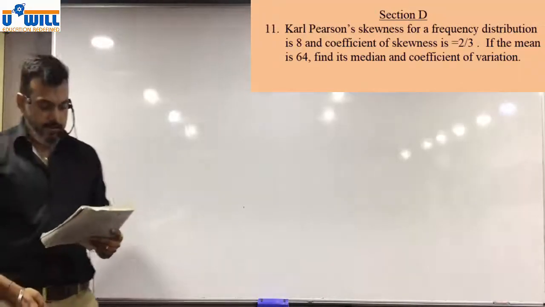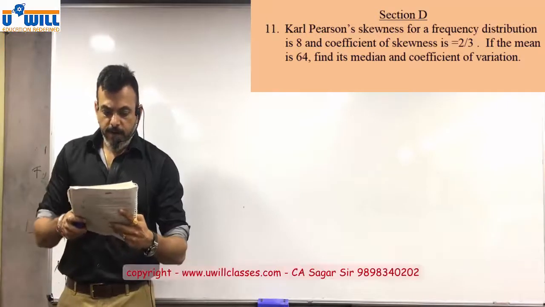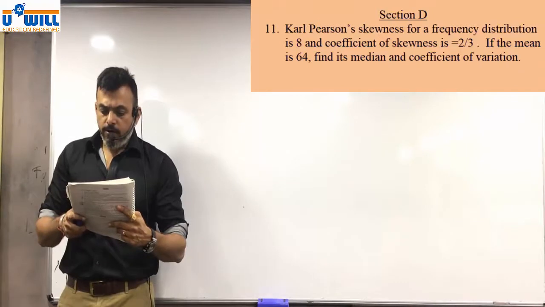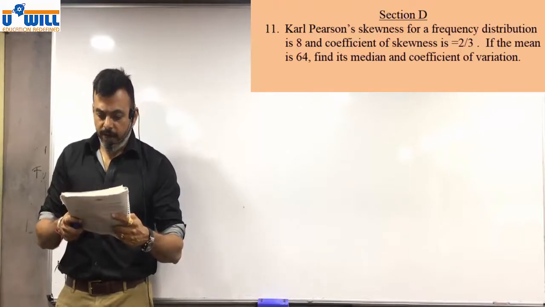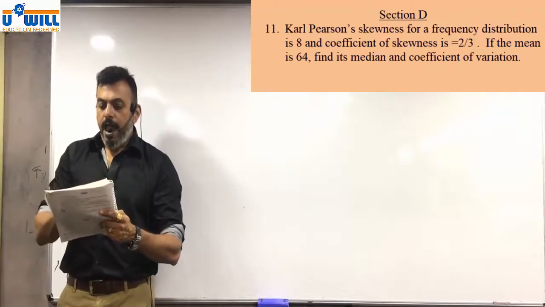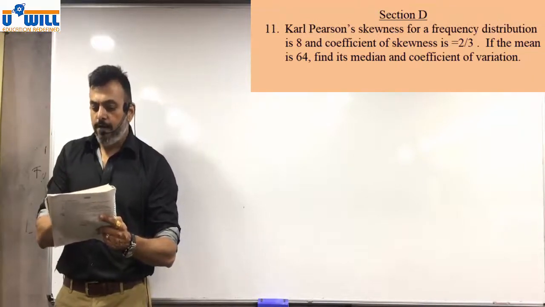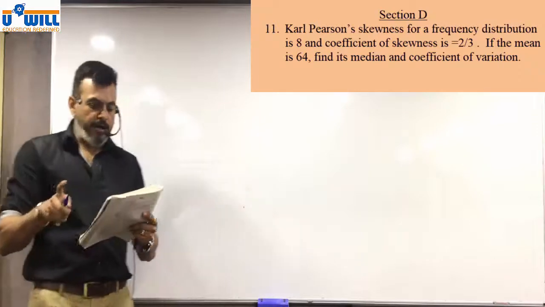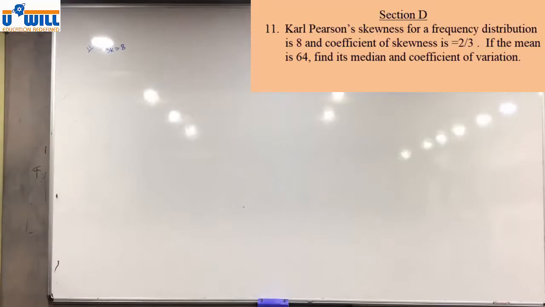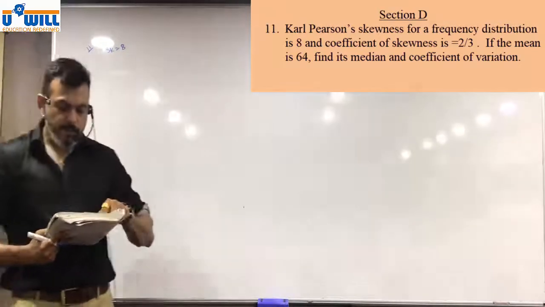Question number 11. Karl Pearson's skewness for frequency distribution is 8 and coefficient of skewness is 2 by 3. If mean is 64, find its median and coefficient of variation. So let's write what is given. Sk is equal to 8. Be careful in exam. J is not given. J cannot be more than 1. This is skewness. Read if you have not read it before.